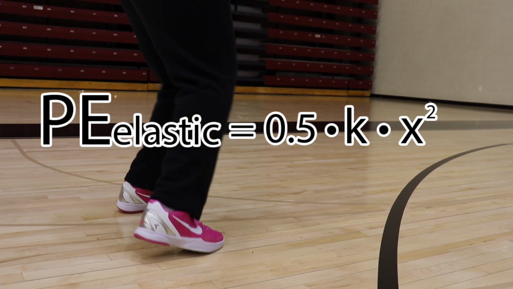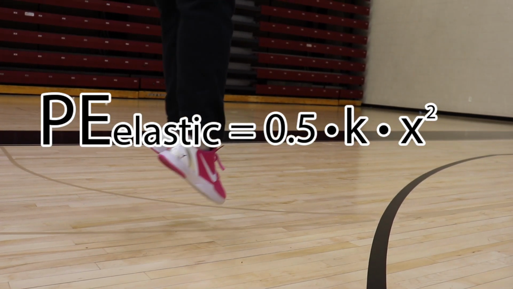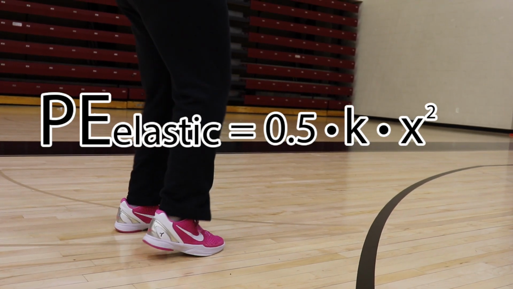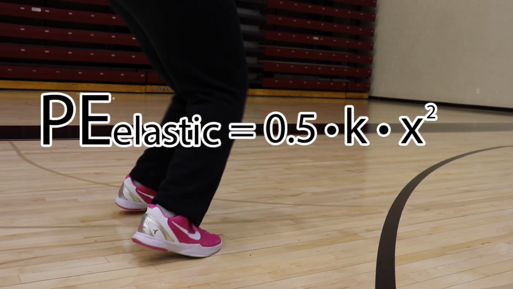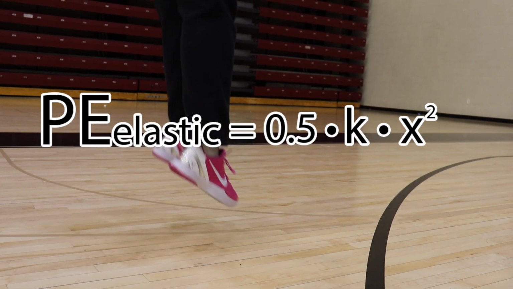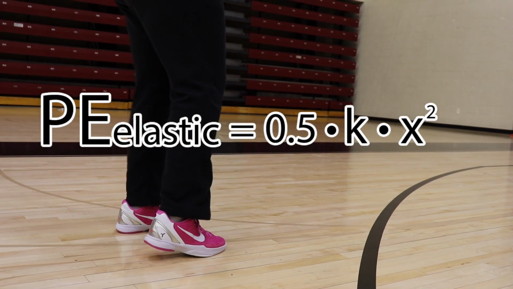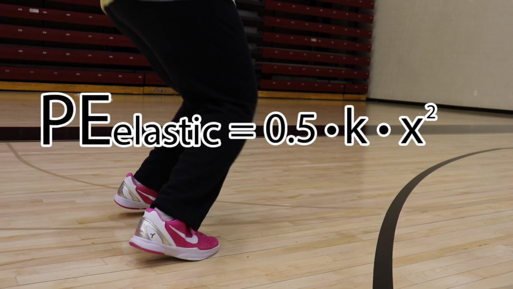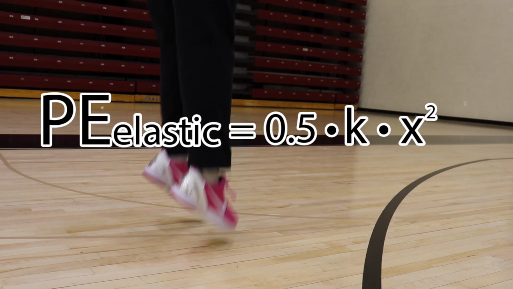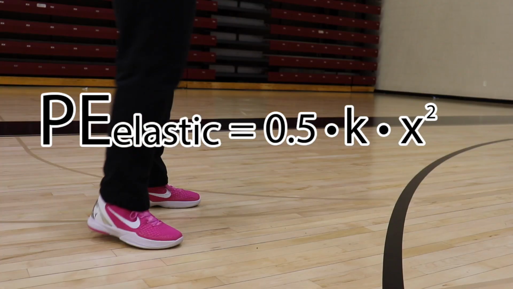0.5 is the constant factor, and it's included to account for the fact that potential energy is stored in a spring or elastic material in this case. It's proportional to the square of its displacement. The factor of 0.5 simplifies the expression and is a result of integrating the force displacement relationship.